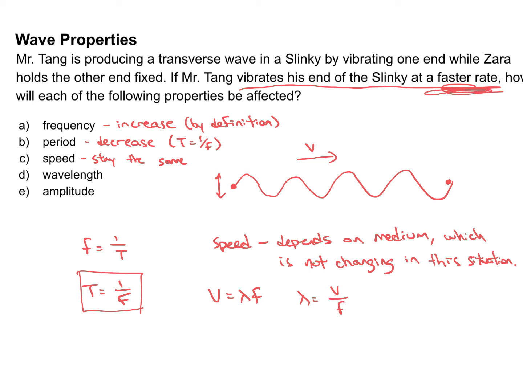So since the speed stayed the same as our answer to part C, and our frequency increases as our answer to part A, then our wavelength is going to decrease because the denominator of that fraction gets bigger.